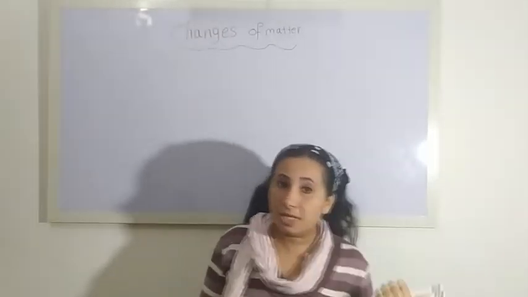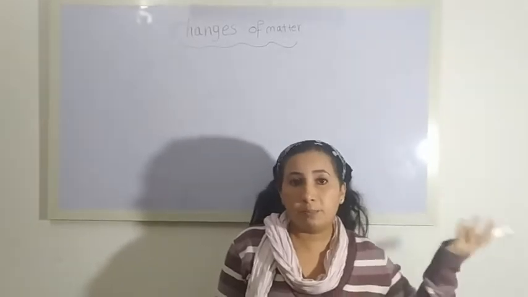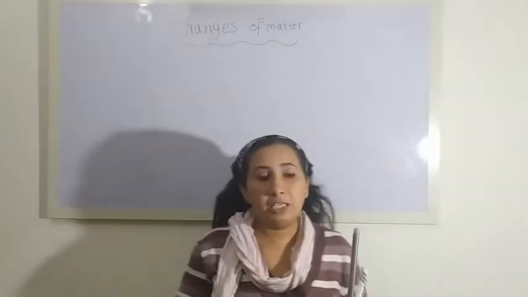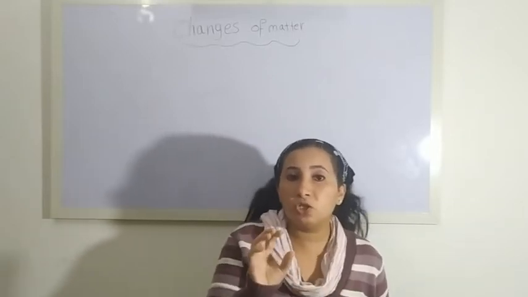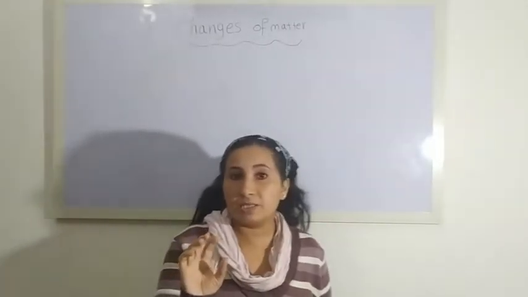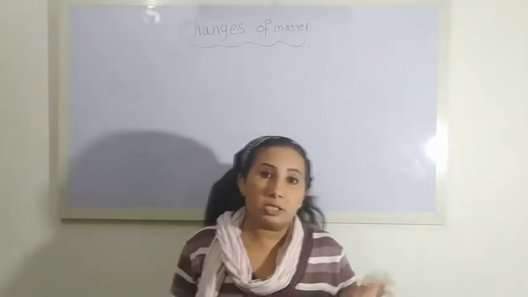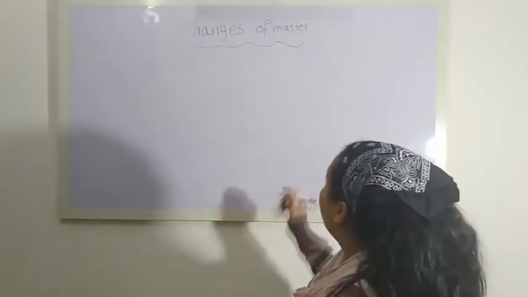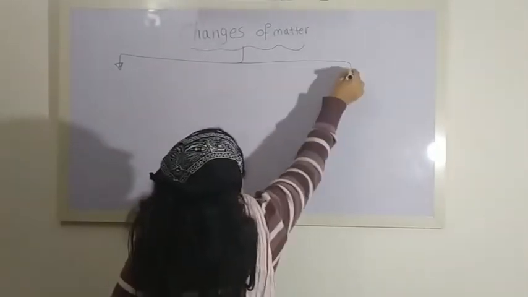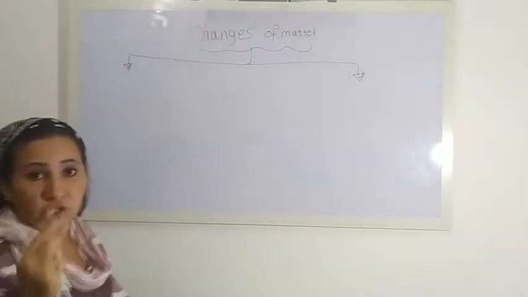The changes of the states we have studied in the previous lesson, but we may change some other things about the matter. We may change its shape, we may change its appearance or structure. So we will know the difference between both. There are two types of changes of matter.